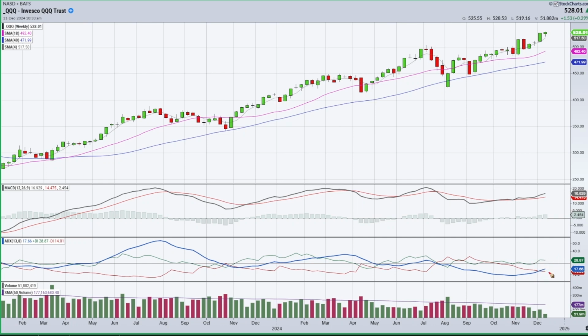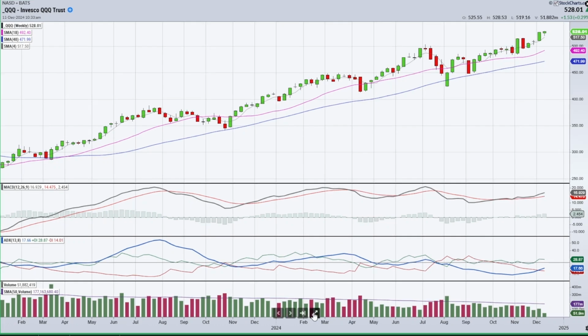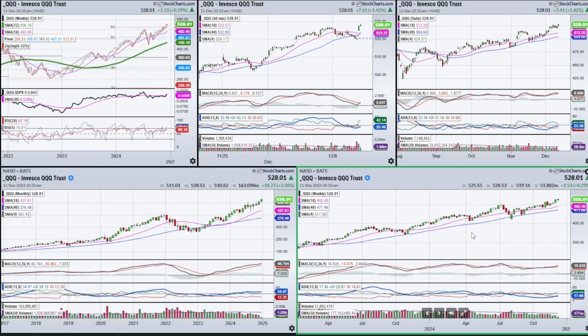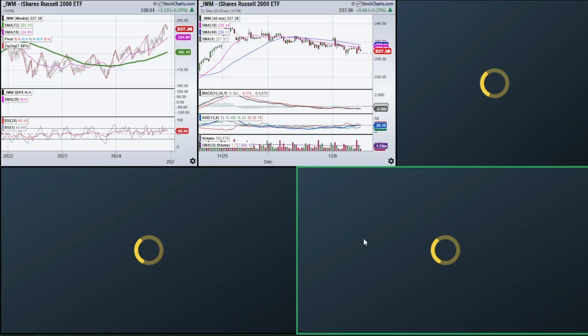So something we're going to have to watch as we move into 2025. I don't think that'll happen before then. But if we get up into that area, we want to see how price reacts, how this indicator reacts at that level, and see if we get some kind of a price reversal at that point.